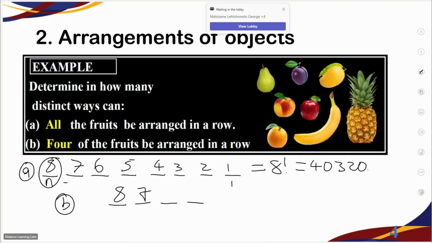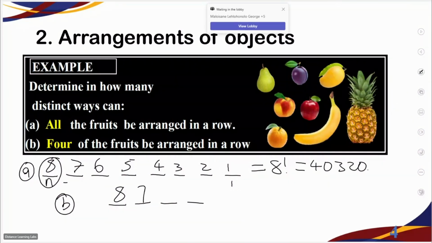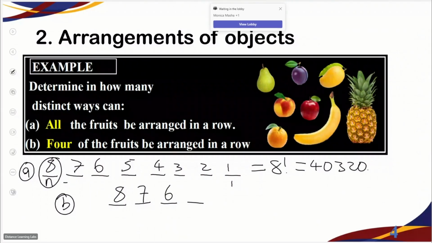And then let me write it properly. Here, only 7 fruits are competing. After the 7 fruits that are competing for the second position, meaning that 2 fruits would have occupied, one would occupy the first position, then the second fruit would occupy the second position. That means we are left with 6 fruits that would compete. Any of the 6 can occupy the third position. After any of the 6 occupies the third position, we would be left with only 5 that would compete for the last position.